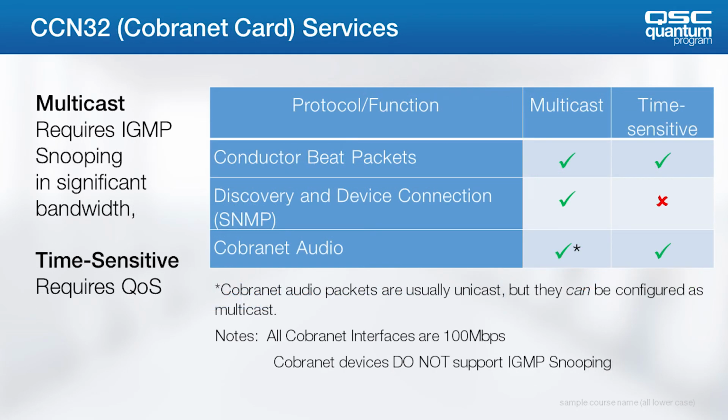The CCN32, or Q-SYS CobraNet card, is obsolete. If you have one of these in a legacy system, remember that all CobraNet devices are 100 megabit per second devices. This means they saturate much earlier than the 1 gigabit per second devices due to broadcast and multicast traffic. The makers of CobraNet also recommend that class of service, CoS, be used for packet prioritization rather than QoS.